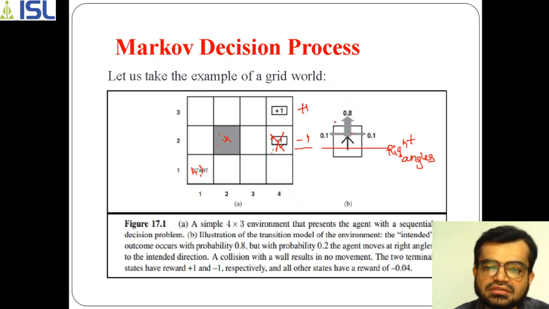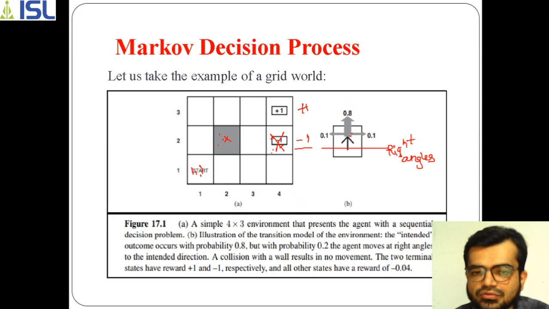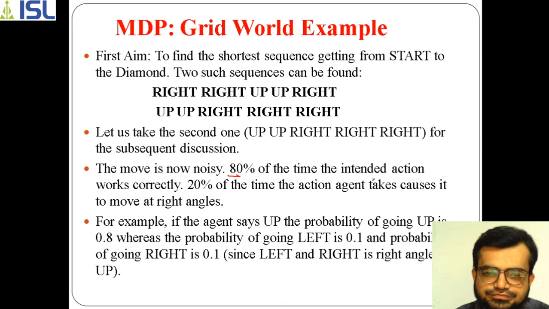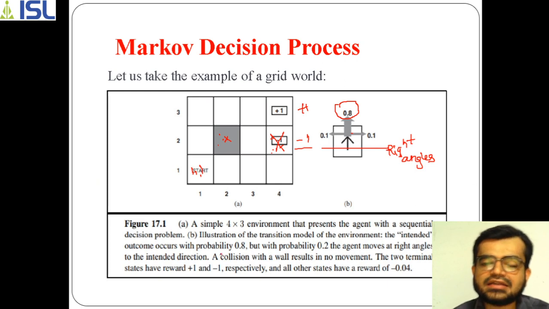If you take it in probability, 80% of the time it moves in the forward, up direction, so the value is 0.8. But for right angles the value is 20%. 20% of the time the action the agent takes causes it to move at right angles. As it can be in both directions, left and right, we divide it equally, so that's why we take 0.1 and 0.1.